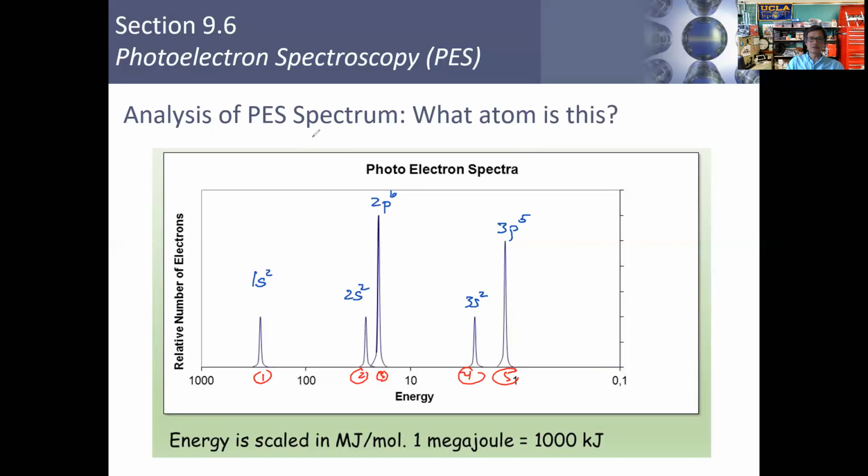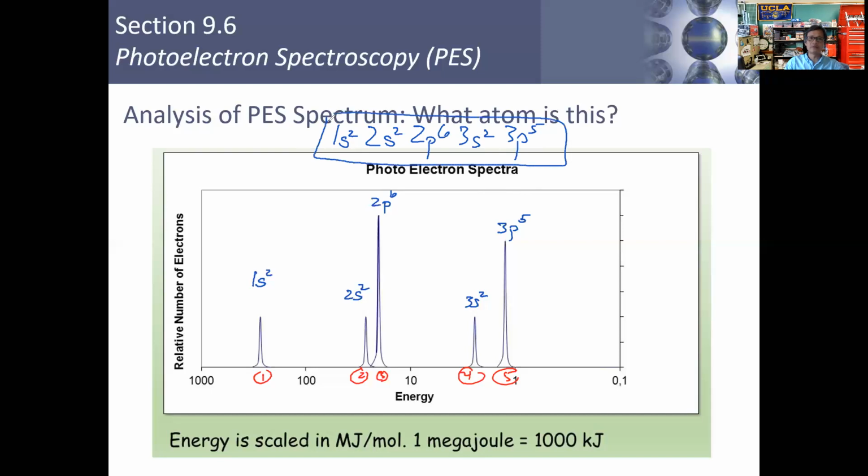The electron configuration then is going to be, let me go ahead and write it here, 1s2, 2s2, 2p6, 3s2, and 3p5. Okay, so that's the electron configuration for this mystery atom here.